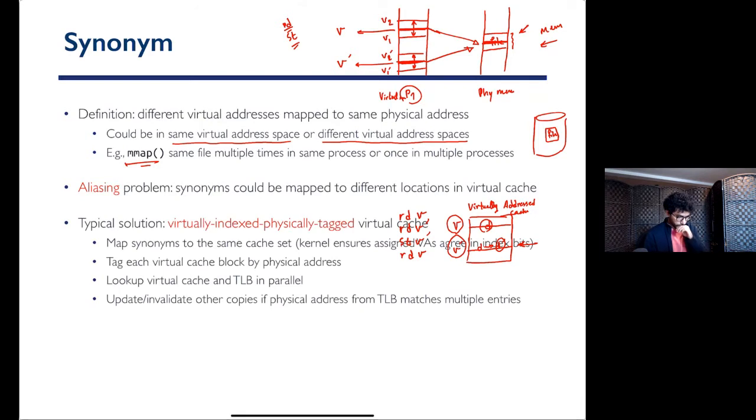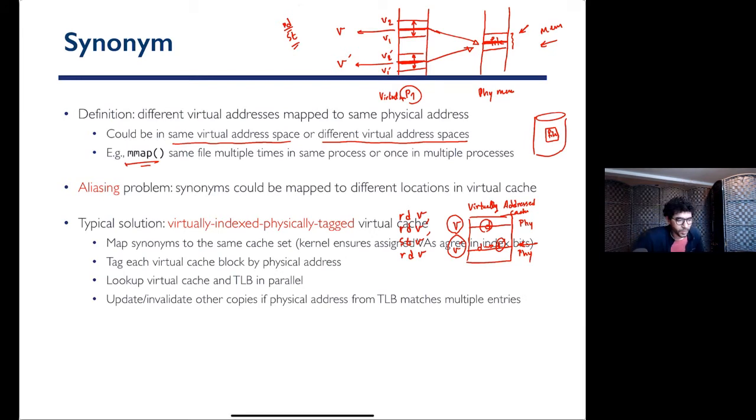So the way to solve this is to use the virtual address to index into our cache, but to tag each piece of data with the physical address. Does that make sense? In order for the cache to know that these two lines are the same, you have to tag them with the physical address. Now, if you tag them with the physical address, then you can know that these two are the same.